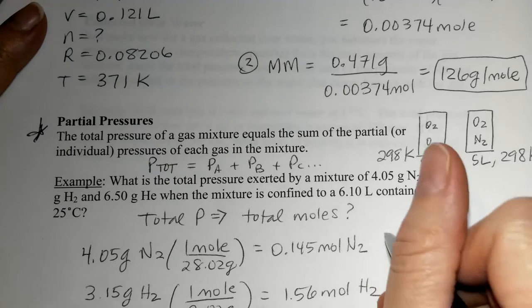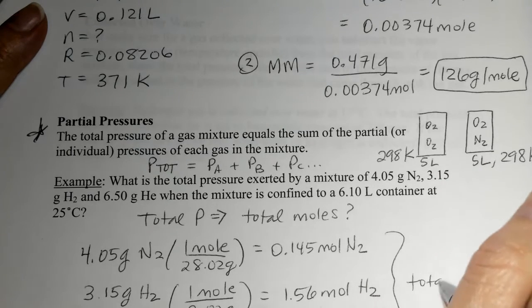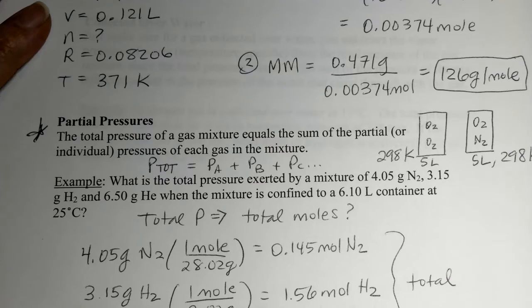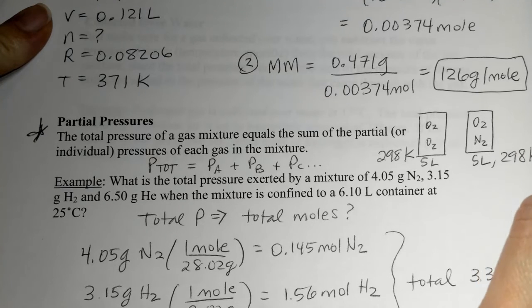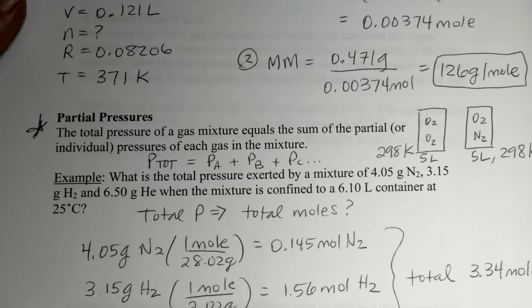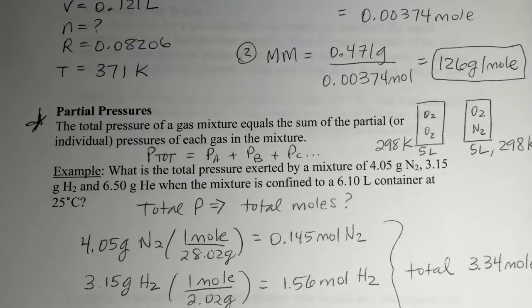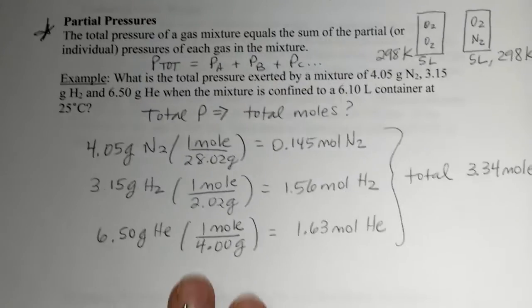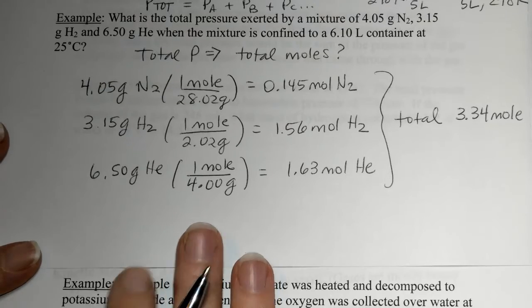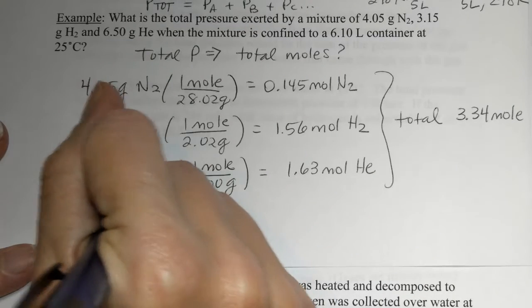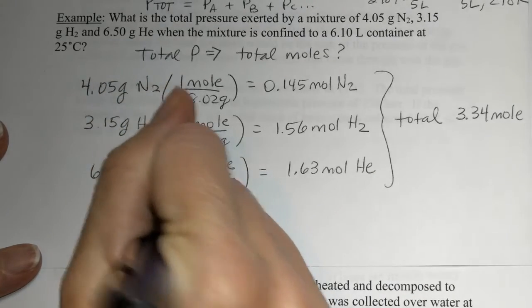So if I add all of that together, 1.63 added to 1.56 added to 0.145, I'll round this to 3.34 moles, just keeping my decimal places. So now what I know is I have that many moles total in my mixture, and of course those are the moles that are causing the pressure. So pressure would be nRT over volume.